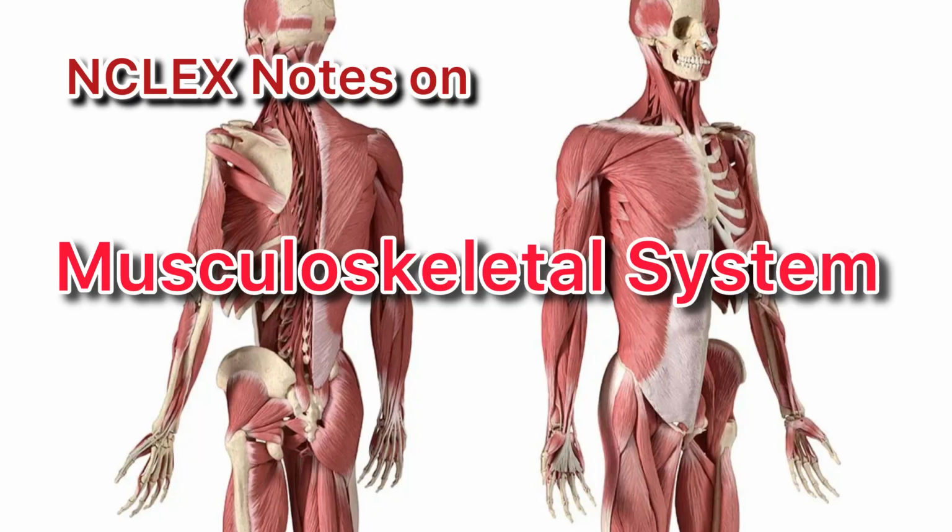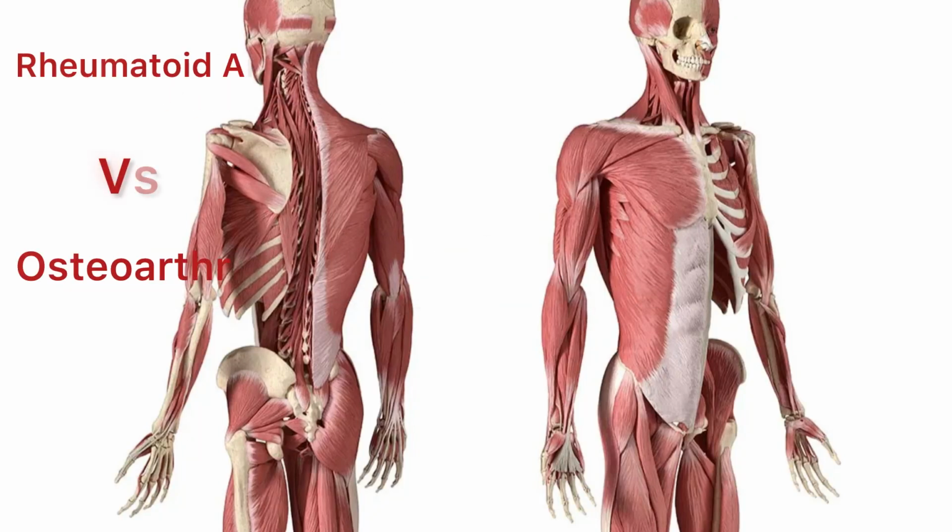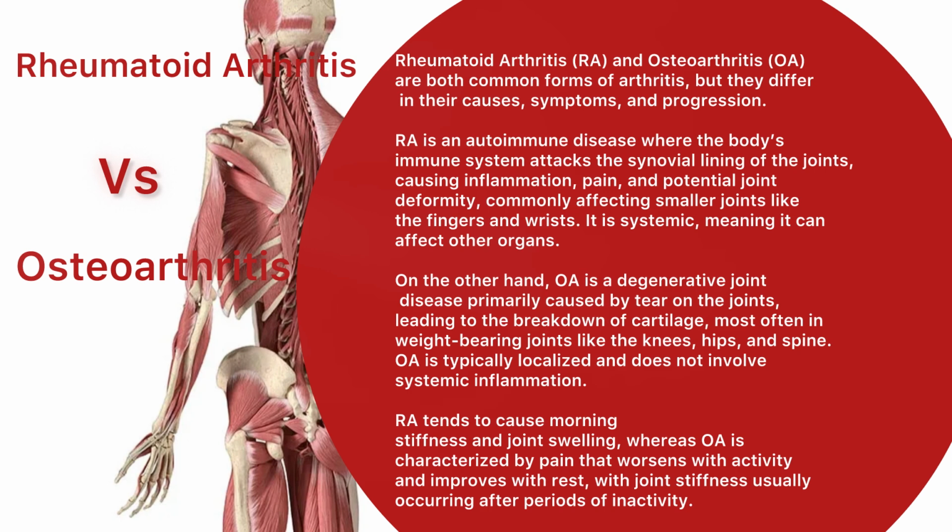NCLEX note on the musculoskeletal system. Today, let's start with rheumatoid versus osteoarthritis. It is also important to know the difference between these two conditions for the NCLEX. Both of these are common forms of arthritis.